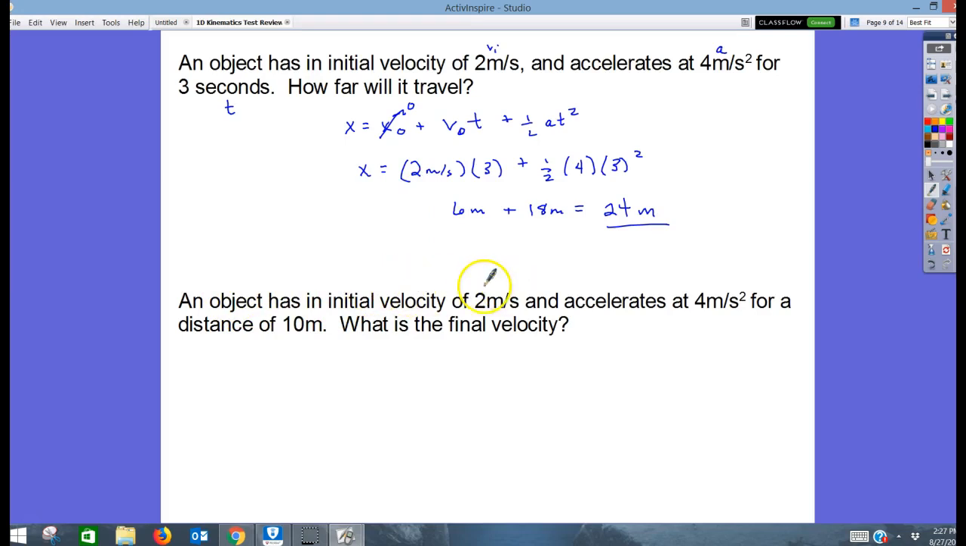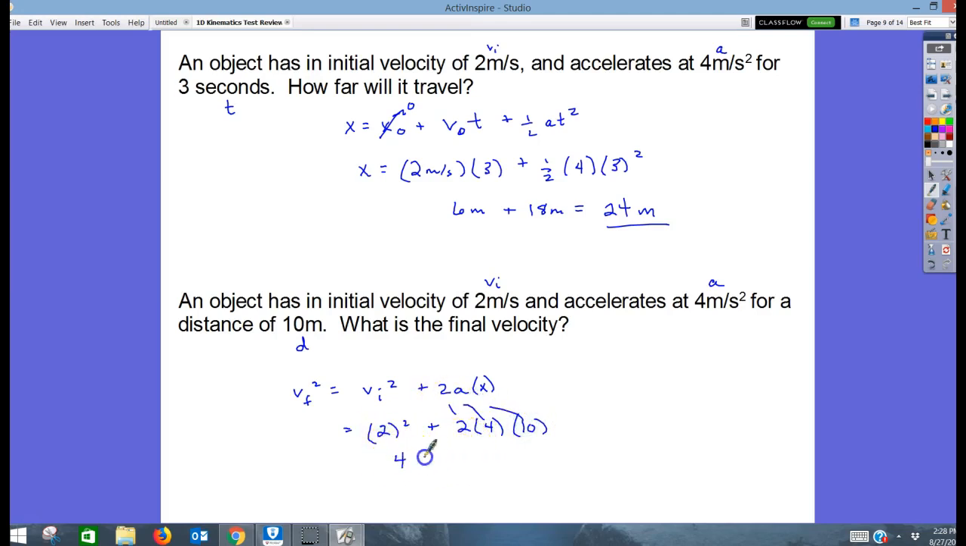An object has an initial velocity of 2 meters per second and accelerates at 4 meters per second squared for a distance of 10 meters. What's the final velocity? Well, we have that equation that said that our final velocity squared equals the initial velocity squared plus 2a, I think it was delta x. So our initial velocity squared, that's 2 squared, plus 2 times 4 times 10 meters. That's 2a and your distance.